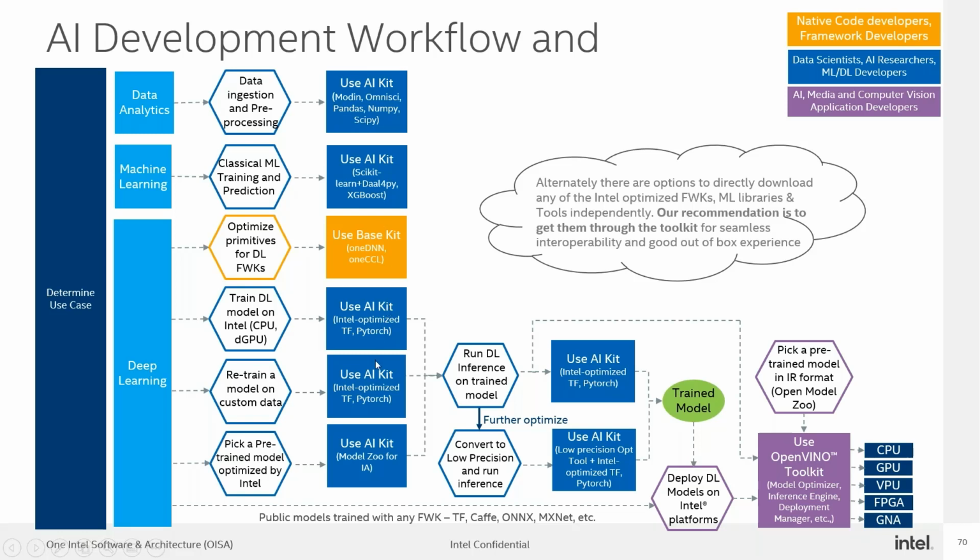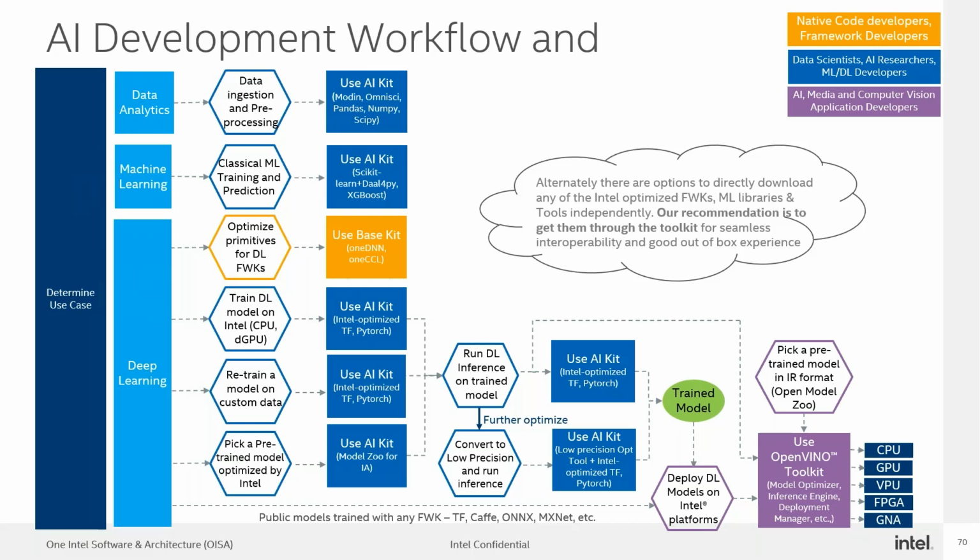On the deep learning side, you can use the AI kit, especially the Intel optimized TensorFlow and PyTorch. These can be used for training, retraining, and also for inference. If you already have a pre-trained model that you want to use, you can use OpenVINO and deploy it on any of the hardware. This is a quick summary of how the AI toolkit and relevant Intel toolkits may benefit you, whether you are a framework developer, an application developer or a computer vision developer.